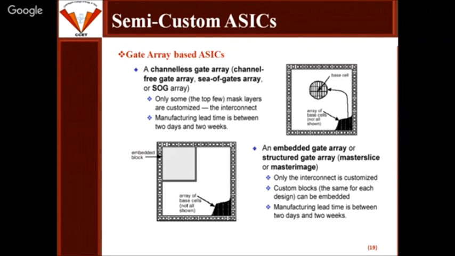So the next one is the embedded gate array, or you can say structured gate array. Only the interconnect is customized. Custom blocks can also be added into this, the same for each design, and can be embedded. Manufacturing lead time is between 2 days and 2 weeks, almost the same manufacturing time, only with a different mechanism.